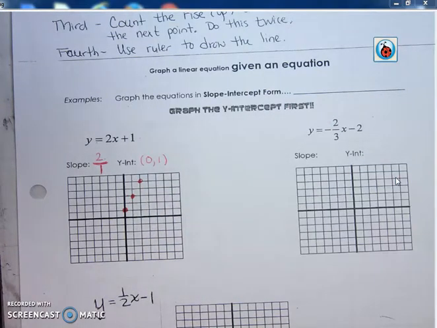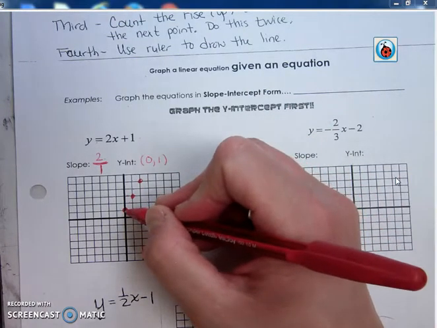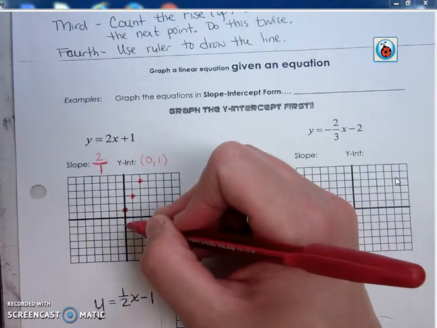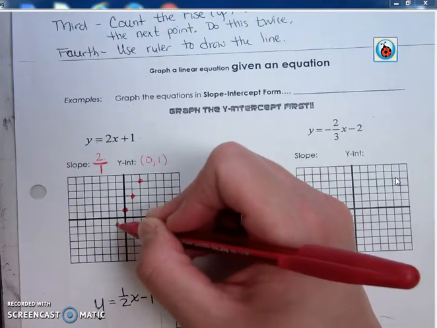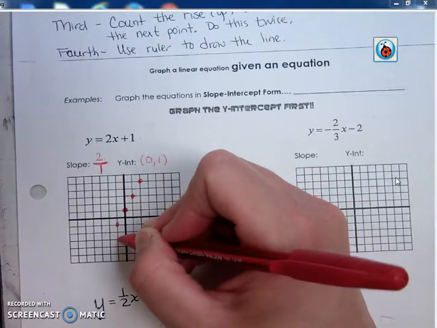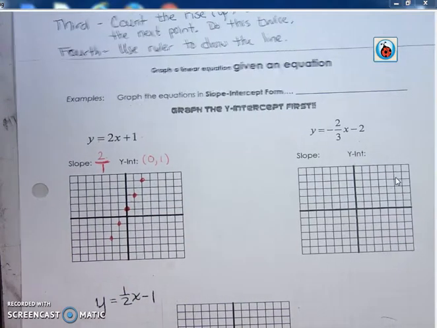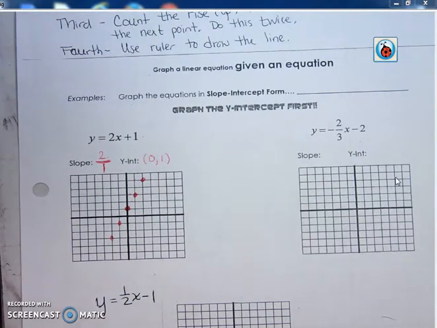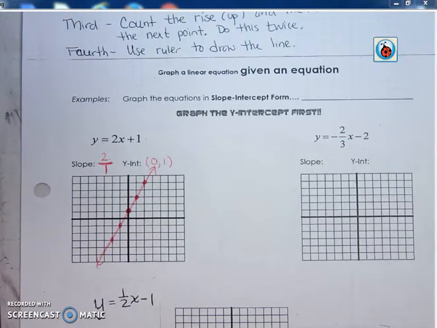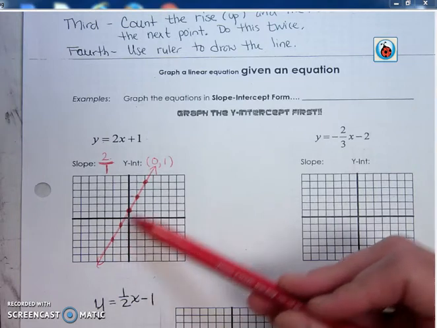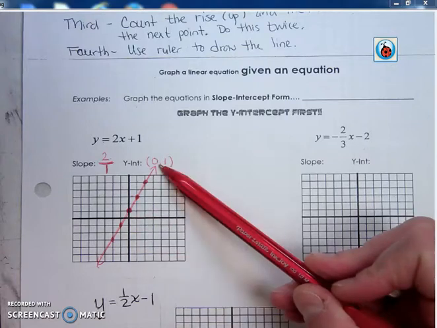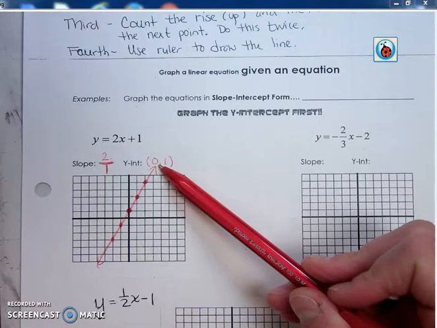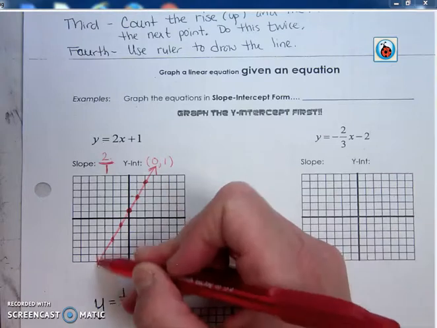I can even go backwards. If I'm going to go backwards, I'm going to drop 2 and go left 1. Drop 2, go left 1. And there you go, so there is that line. I'm going to graph that line. When you're graphing the line, it's not just the points themselves, it's all of the points that exist. There are infinite points, and you want to make sure it goes on forever, so you draw your arrows going this way.